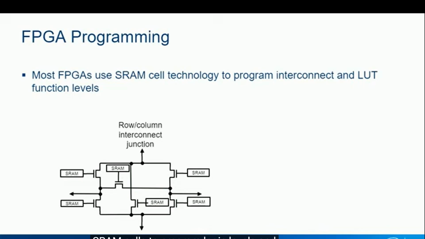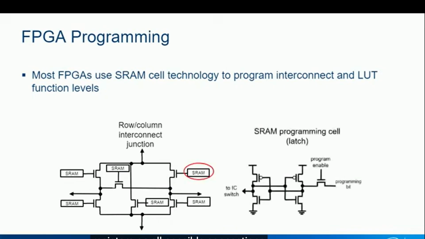To see how FPGA programming works with an SRAM cell, on the left is a typical interconnect junction between a row and a column. The interconnect includes switching transistors on all possible connections between the vertical and horizontal routing. The select gate control on each transistor comes from an SRAM cell. A typical SRAM cell is shown on the right. An SRAM cell is basically a latch. When programming is enabled, the programming bit is latched into the cell. The output of the cell is the complement of the programming bit. So to make a routing connection, the programming bit is 0, putting a 1 on the gate of the interconnect transistor, closing the switch and making the connection.